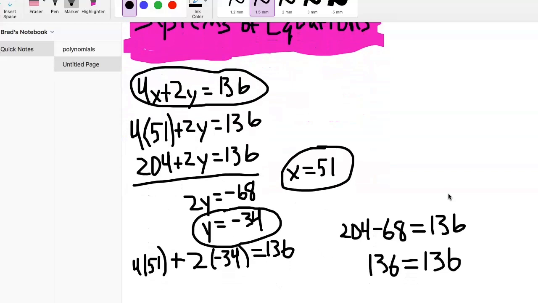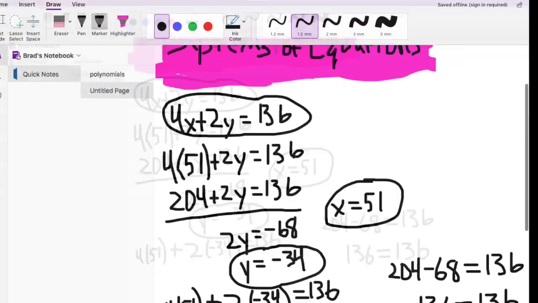But here in our answer, x equals 51, y equals negative 34 works out, and really the key is to just do a bunch of the practice problems. If you get confused, don't worry about it too much. You can go back, check your work, and take a look at this video a couple times, and I think you'll be on your way to understanding systems of equations.